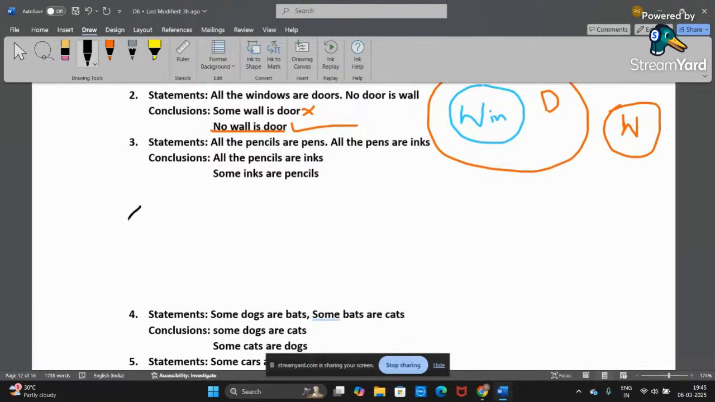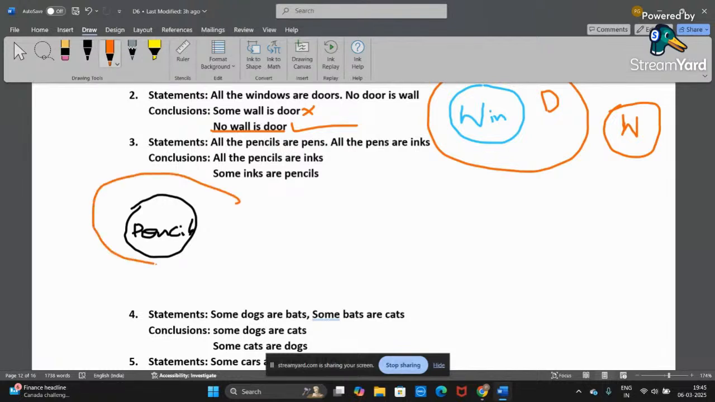All pencils. We'll write this as all pencils are pen. They are given like this. So we have to write pencil inside the pen because all are pen, right? Yes. So all pens are ink.